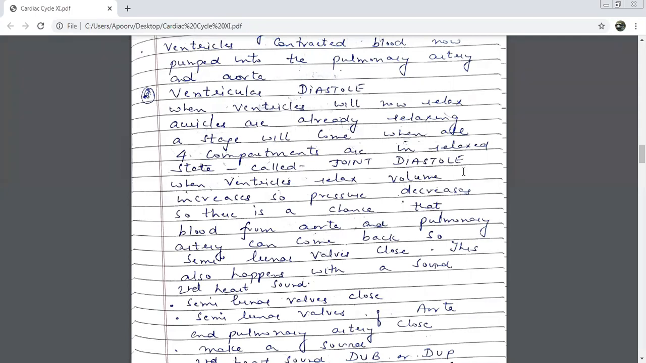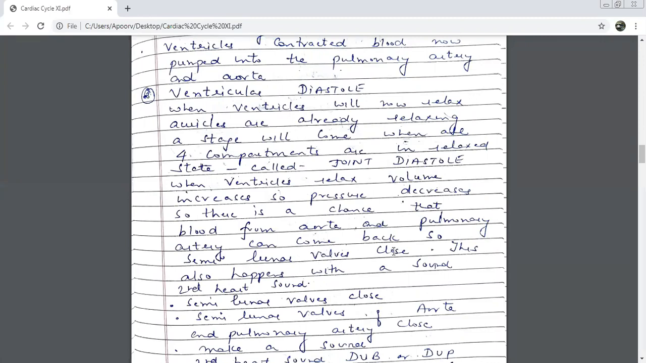And if the pressure decreases, there is a chance of blood coming back to the ventricles from the aorta and the pulmonary artery. Why? Because the pressure is low now. The pressure is comparatively low. So there is a chance that blood can come back from these two arteries back to which place? From where it had gone. And where was it going from? Ventricles.